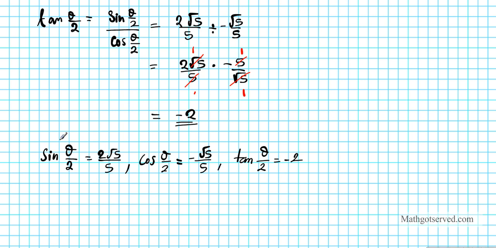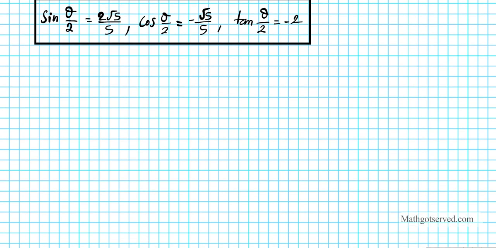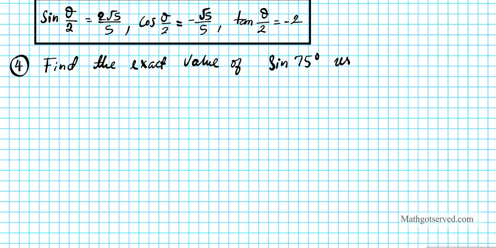Now let's go ahead and take a look at the last question, question number 4. For this one, we're going to find the exact value of sine 75 degrees using the half angle identity.